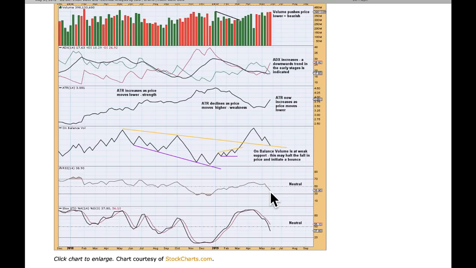RSI is neutral, room for price to keep going lower. It can reach oversold and remain there for a while, and so reaching oversold on its own is not an indication that the trend must be over. And stochastics is still in neutral territory.